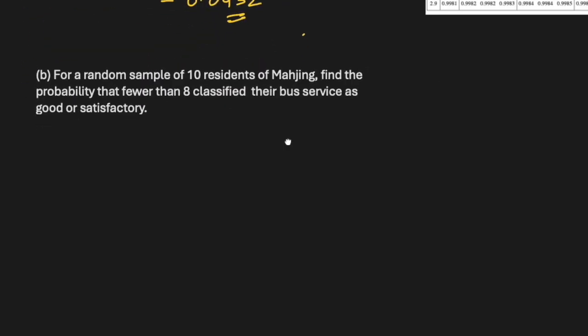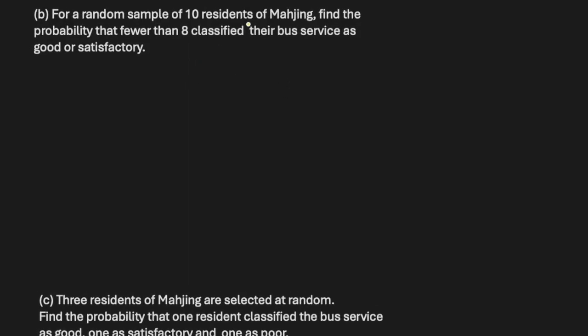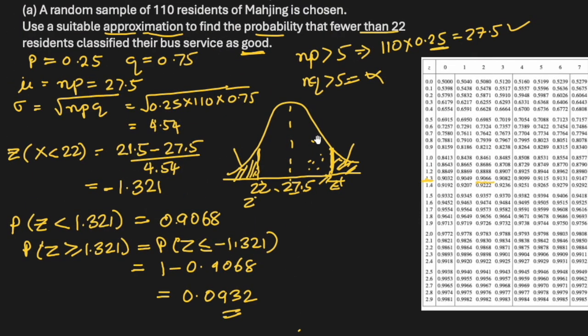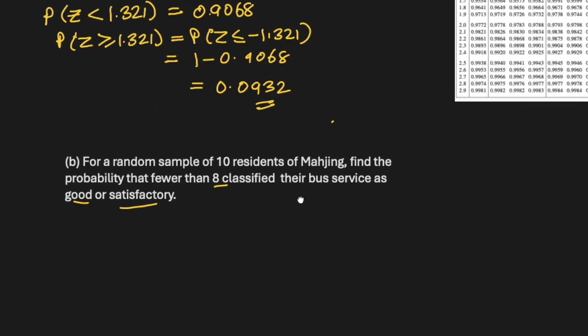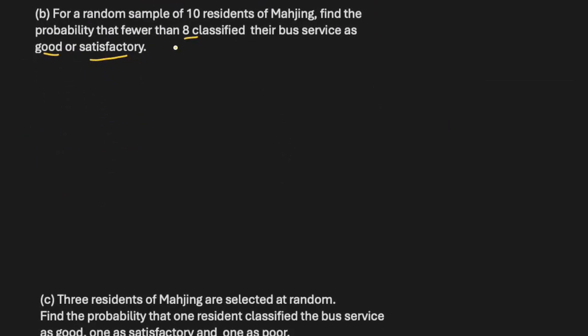Alright, for a random sample of 10, now they're not 110, they're just 10 of them, find the probability that fewer than 8 classified their bus service as good or satisfactory. So how many said good? Good is 0.25 and satisfactory is 0.6. This 85% will become our success. So the probability of success p in this case is 0.25 plus 0.6, which is 0.85. So the probability of failure will be 0.15 after subtracting 0.85 from 1.